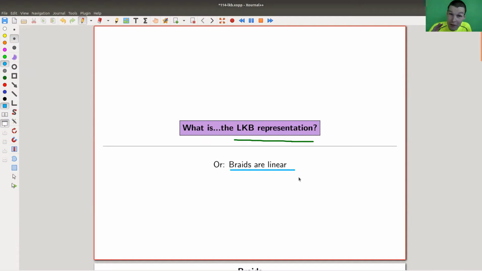So there are two papers with essentially the same name. It's not "braids are linear." The papers are called "Braid groups are linear," but I simplified that to "braids are linear," and I will explain what it means. This is the LKB representation.